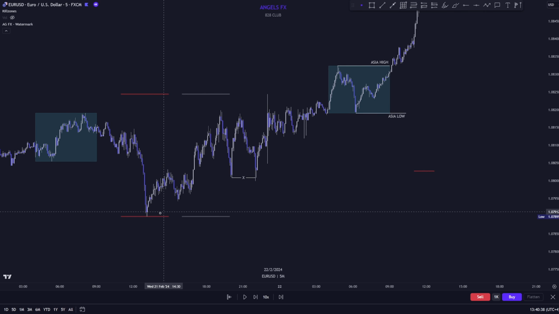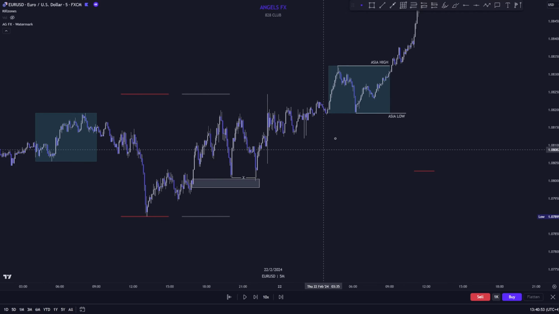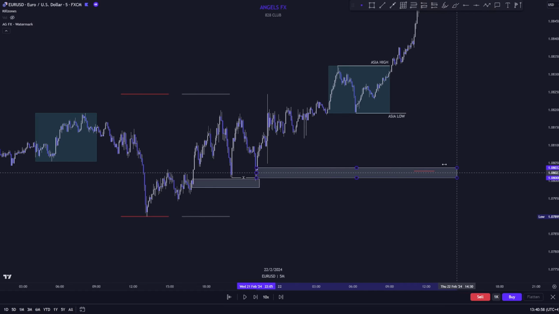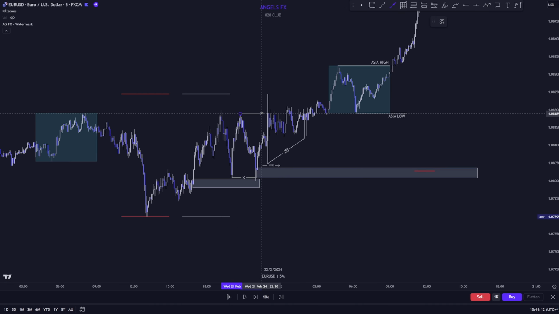What we can see, do we have any unmitigated demands here? Correct, okay. Many of you would say, but this is already mitigated. You can see it was a nice entry if you entered from here, beautiful, okay. But now this is another confluence: the demand zone is being respected. It means that we have bullish order flow, okay. So here we have unmitigated demand. We also have another liquidity, okay, and we have imbalance, okay. You can mark we have imbalance, and we have break of structure, okay.